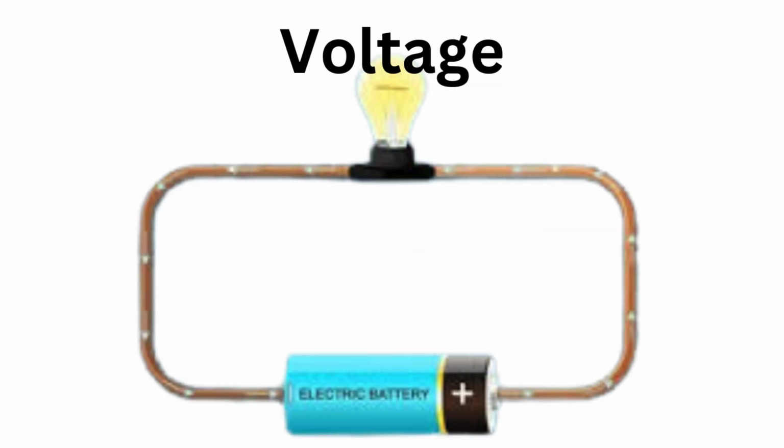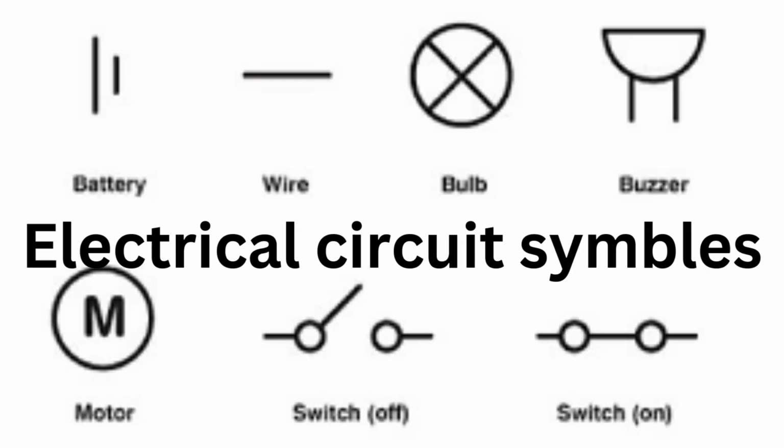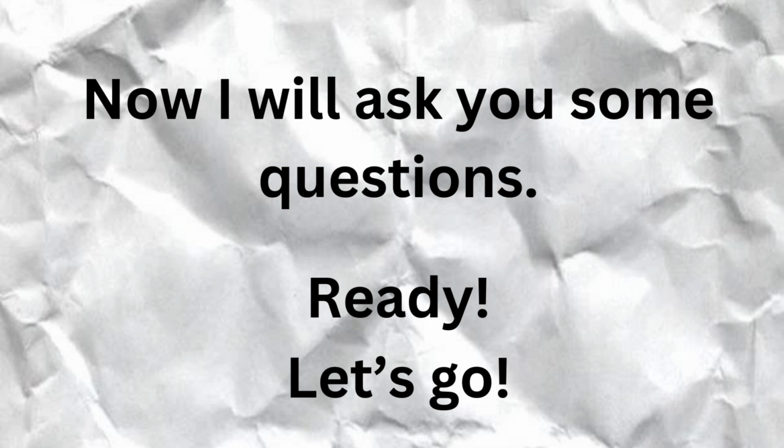Voltage is the amount of current flowing in wires, given to them through a battery. In science, we use a symbol for every component of electric circuits, like battery, wire, bulb, buzzer, motor, switch off and switch on. Now, I will ask you some questions.